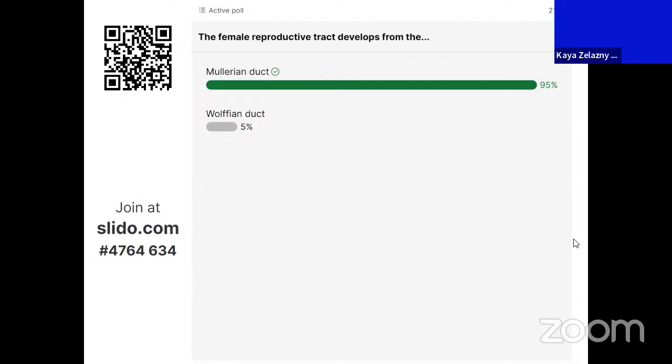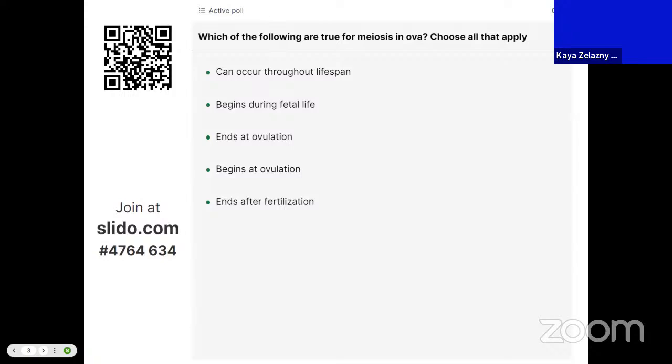Whereas if we do have an SRY gene, that means we have testes developing, we start producing testosterone as well as the Mullerian inhibiting hormone, which is how we end up with the male reproductive system. Great. Okay. So we were also talking about the maturation of follicles and gametes.